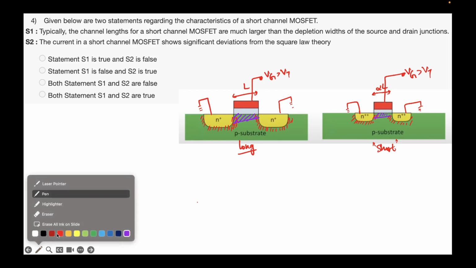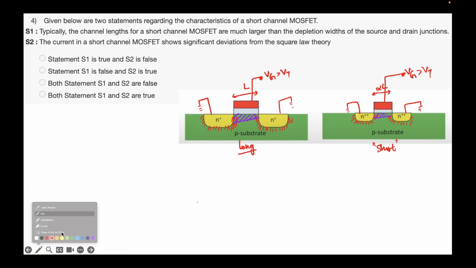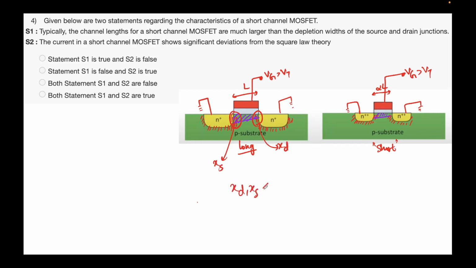What we mean by the long channel is that, let's say this portion I'm calling XS, this portion is XD. So XD and XS are much smaller than L, and we can ignore them. Remember the gradual channel approximation: the total charge under the gate is a combination of depletion as well as inversion. Here I am just saying that the depletion widths are very small as compared to length. So it's only the gate that is controlling the inversion charge here. That's only the gate that is controlling the charge profile under it.